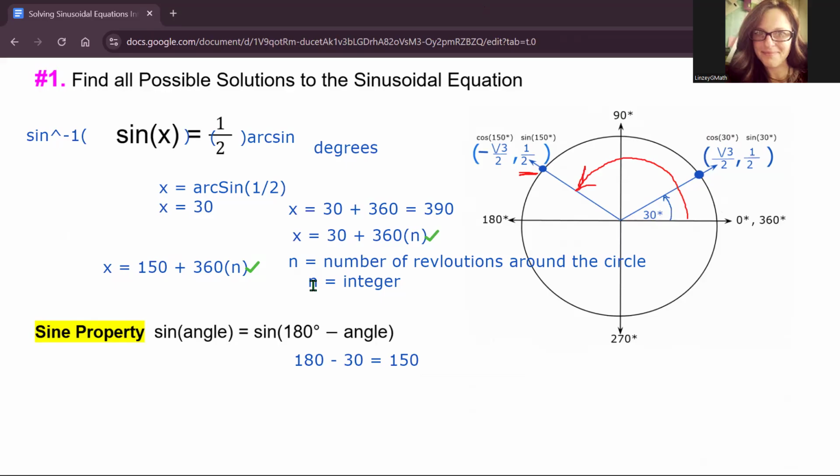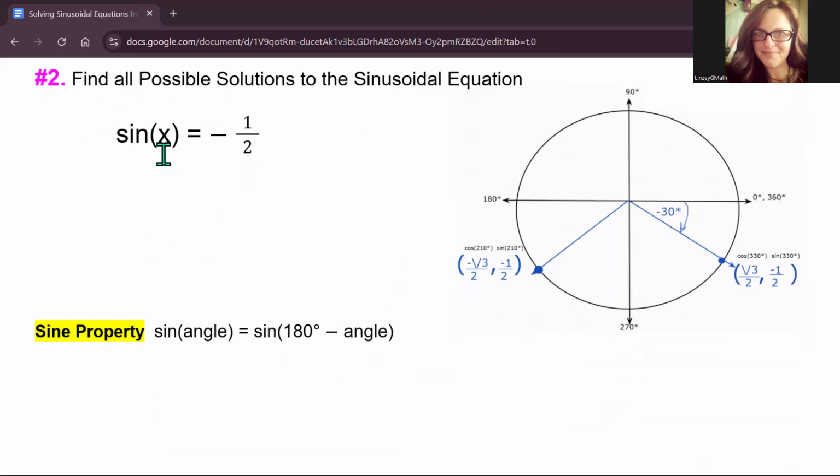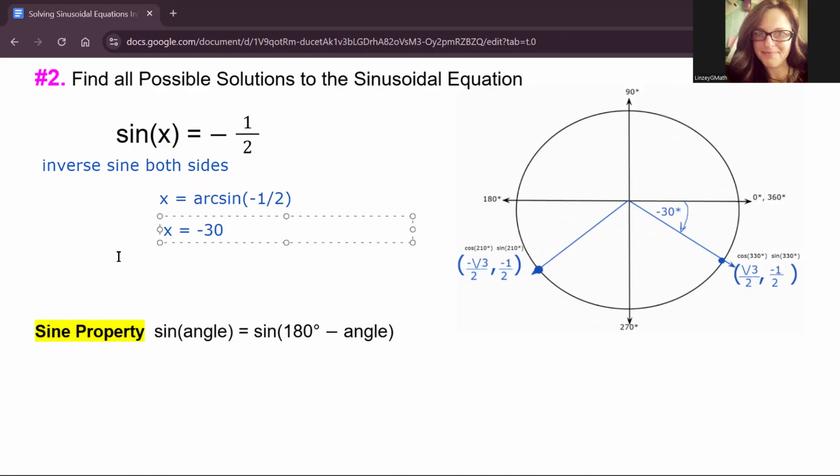Number 2. Sine of the angle x is equal to -1/2. And we'll take inverse sine of both sides of the equal sign. And inverse sine and sine cancel out. We're left with x is equal to arc sine or inverse sine of -1/2. And we get x is equal to -30 degrees.